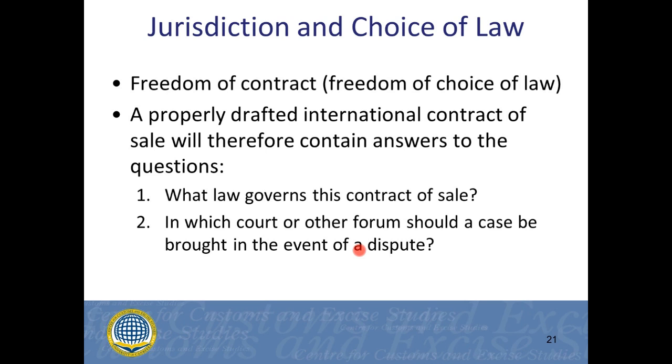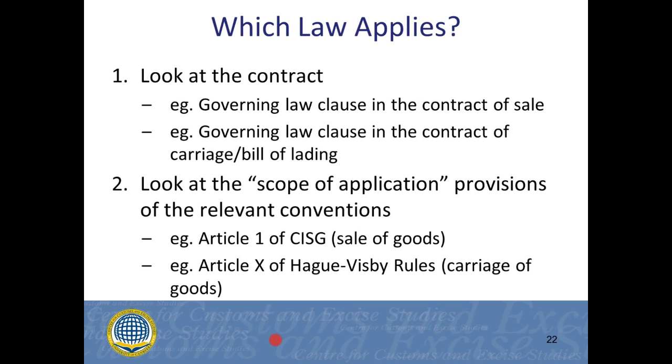In terms of the jurisdiction and the choice of law, in international contracts of sale, the parties have a choice as to the law that applies to their contract. There is a freedom of contract and freedom of choice of law. So a properly drafted international contract of sale will therefore contain answers to questions such as what law governs this contract of sale, or in which court or other forum should the case be brought in the event of a dispute. So how do we determine which law applies?